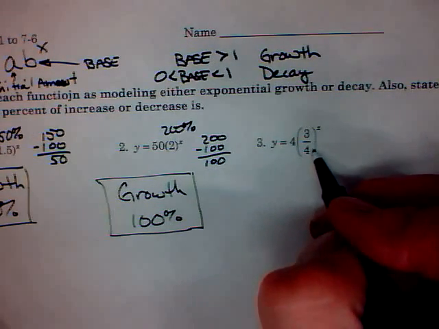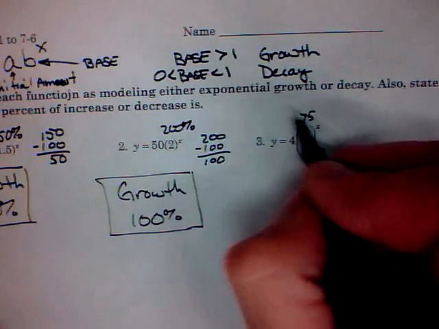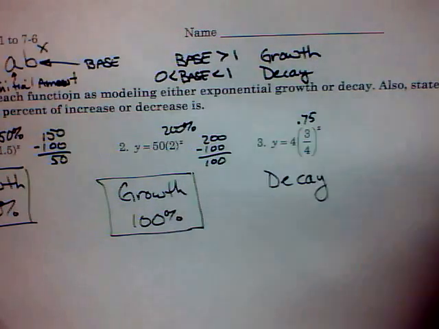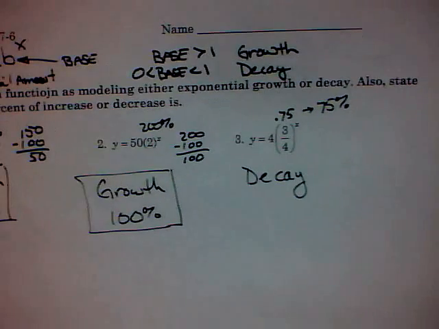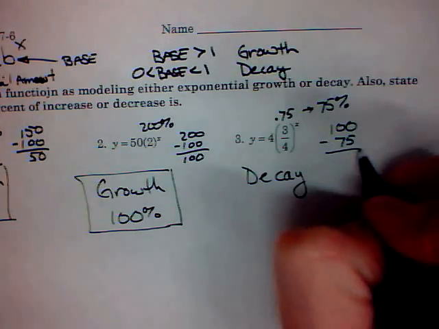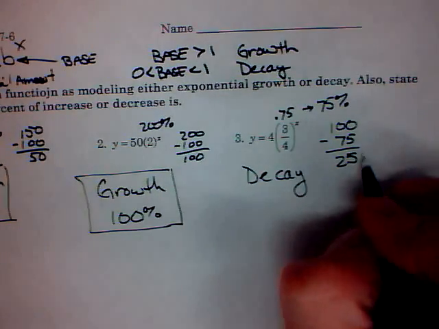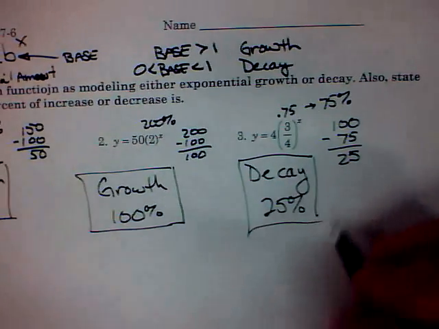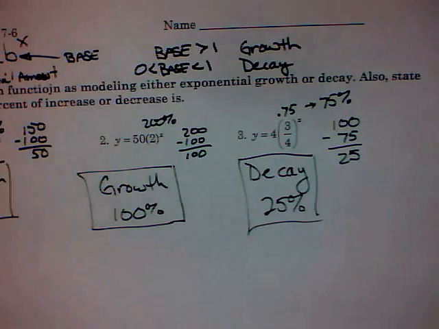Number 3, 3/4 would be 0.75 as a decimal, so that's smaller than 1. So that means it's going to be decay. And then this as a percent is 75%. So we're actually getting smaller. So if 100% gives you the whole thing and you subtract off 75% from that, that's going to give you 25% decay. Means that you decay 25%. If this was a test and you got a 75%, your grade went down by 25%.